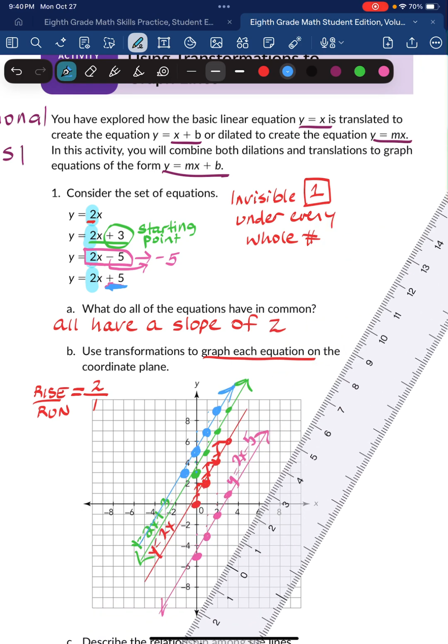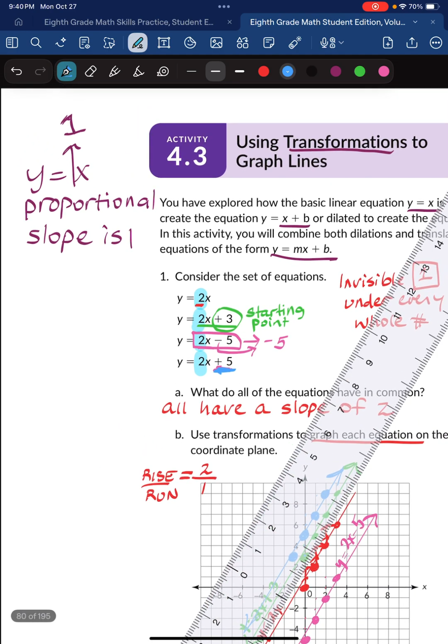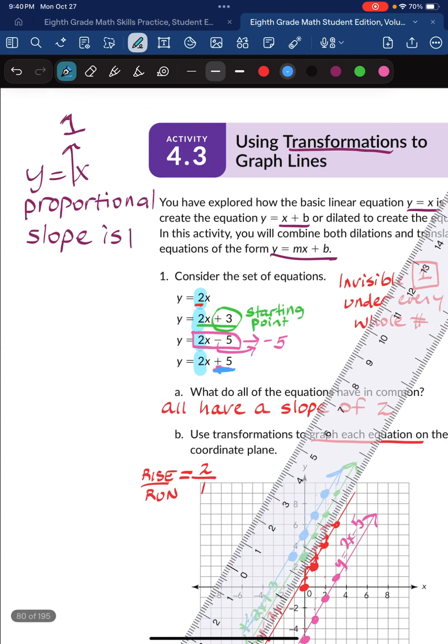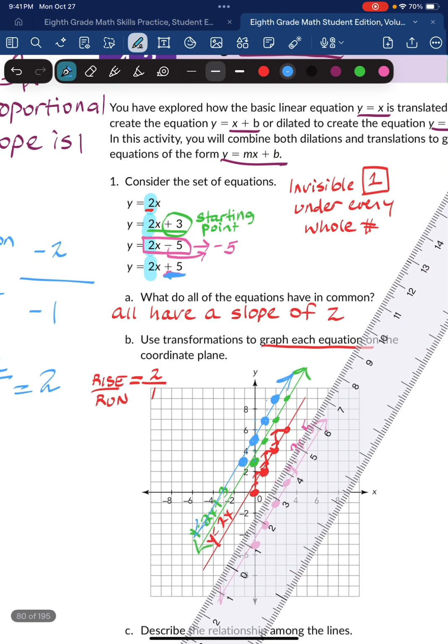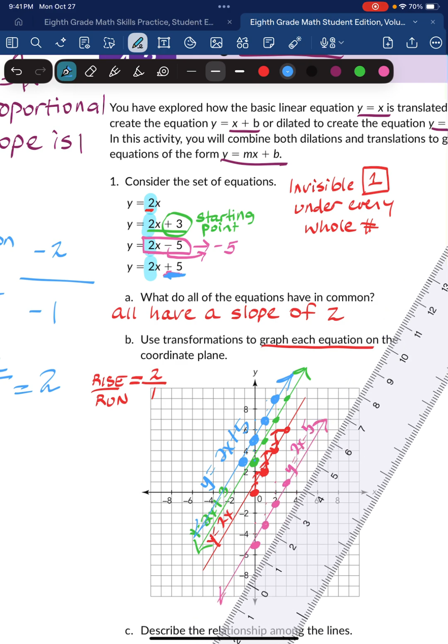But I've got a positive slope. But if I go down 2, that's a -2. And if I go to the left 1, that's a -1. So when I put -2 over -1, I still get a positive 2. And this will be my y equals 2x plus 5 equation. Okay? And watch part 2.